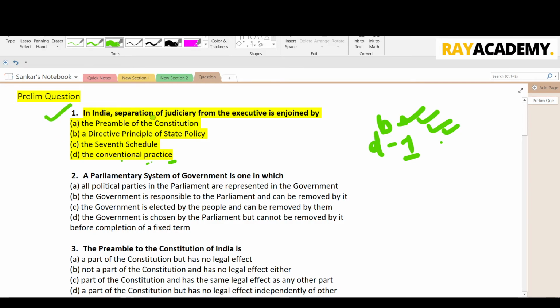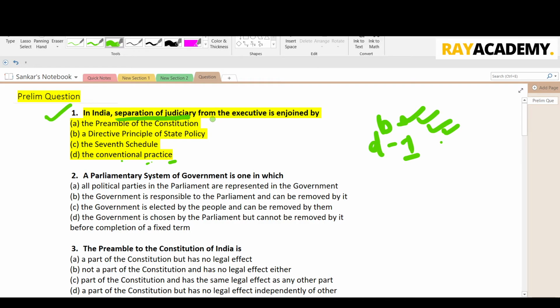In India, separation of judiciary from executive is enjoyed by... Understand, separation of judiciary. Please follow me if you are not able to see it. Separation of judiciary from the.